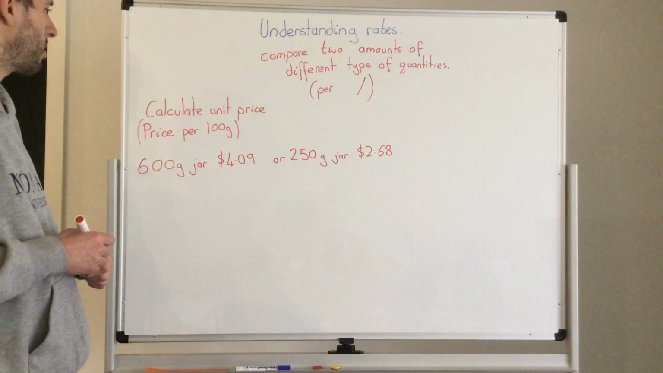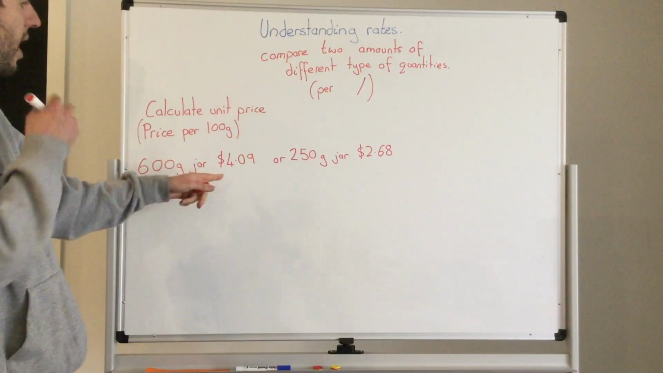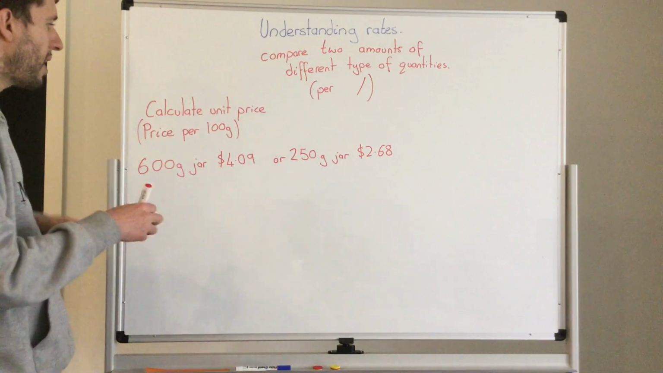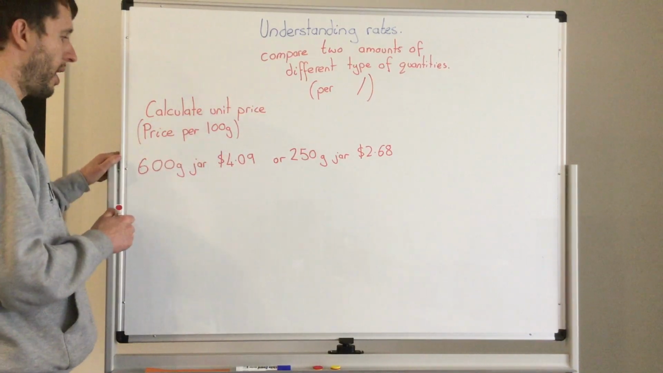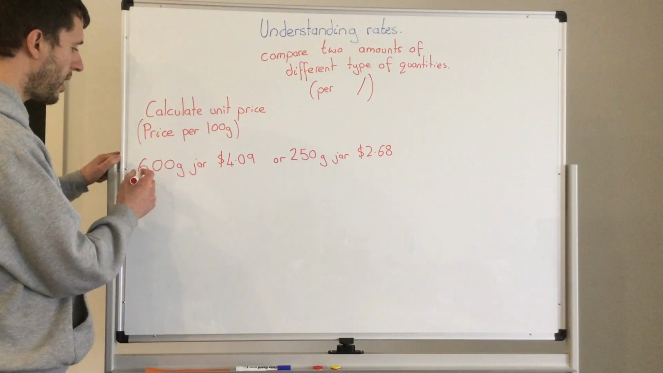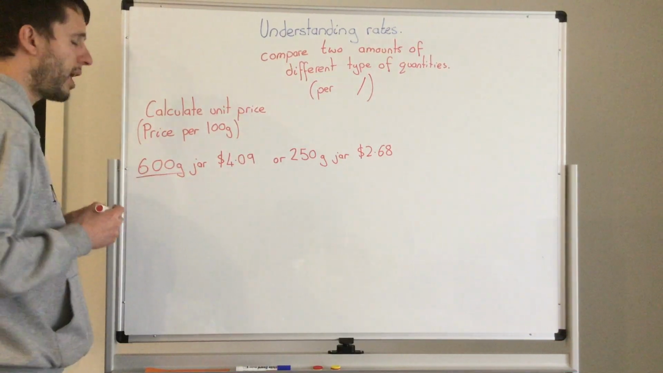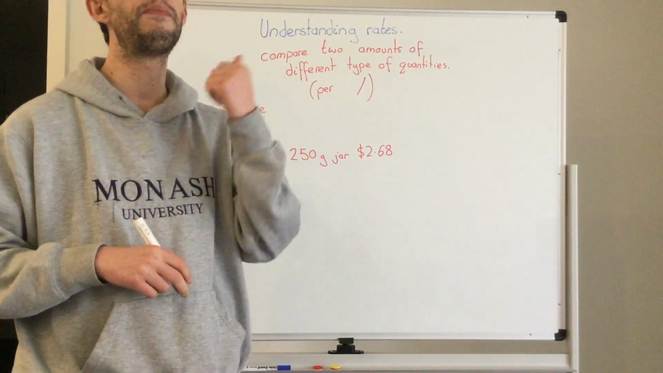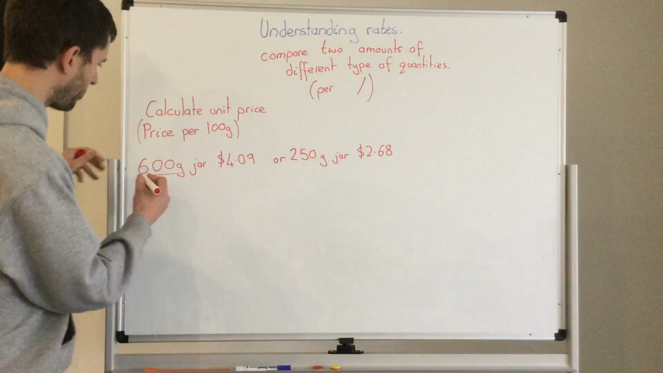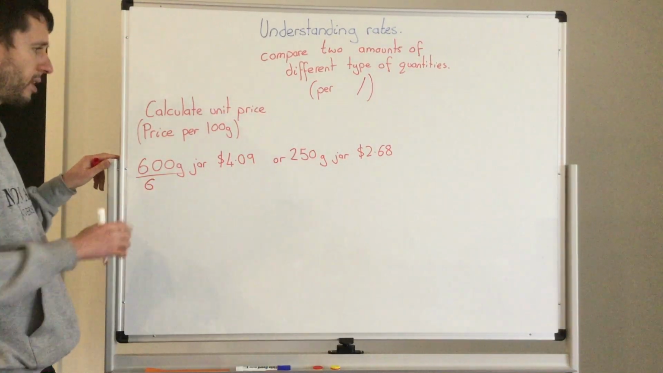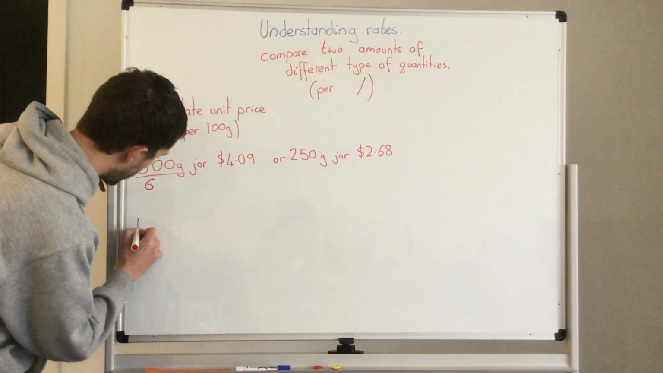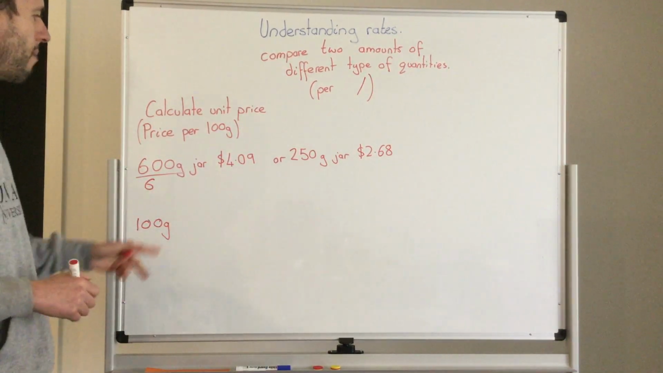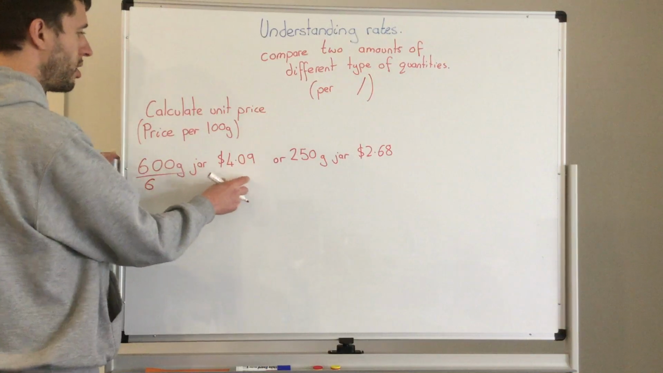So 600 grams jar, and that is $4.09. To make it easier, we need to have them all in 100 grams. So how do I get 600 grams down to 100? I need to divide it by 6. So if I divide it by 6, I am then looking at 100 grams. So I've done that on this side, so that means I need to do the same to this side here.